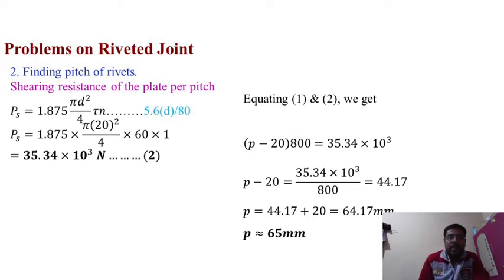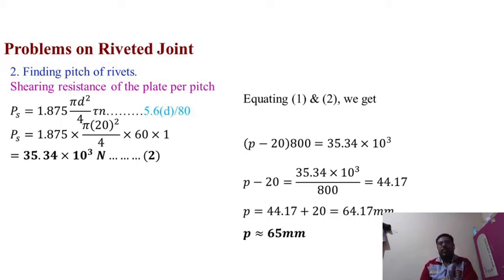So note the equation. P_S is equal to 1.875 into pi divided by 4 into d square. The diameter of the rivet is 20 mm, so substitute 20 square, into shear stress tau equal to 60, and number of rivets equal to 1. This is a single riveted double strap butt joint with double shear, so n is equal to 1. Then P_S is equal to 35.34 into 10 raised to power 3 newtons. This is equation number 2.